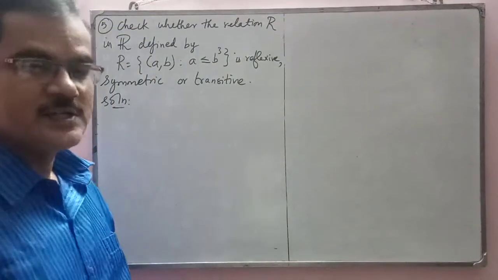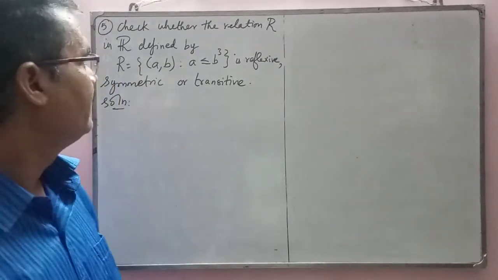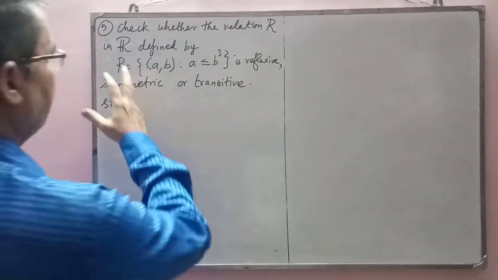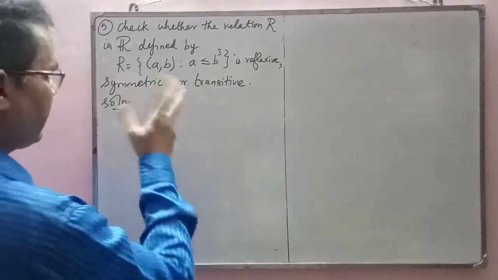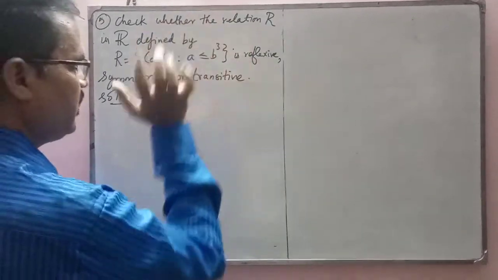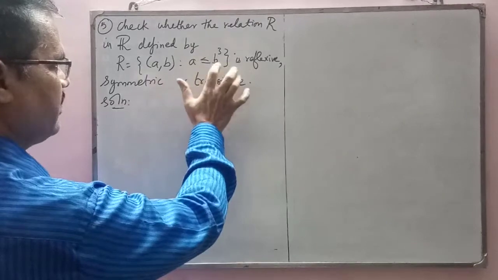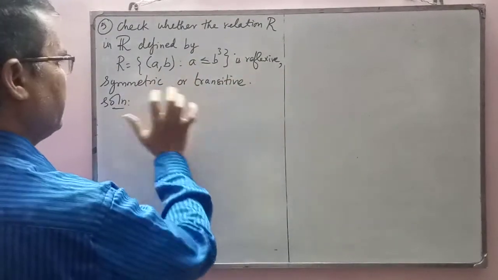We are discussing relations and functions, exercise 1.1. We are doing question number 5. Check whether the relation R in the real numbers R, defined by R is the set of all ordered pairs (a, b) such that a is less than or equal to b cube, is reflexive, symmetric or transitive. This is a formula-like thing; you should know the relation.